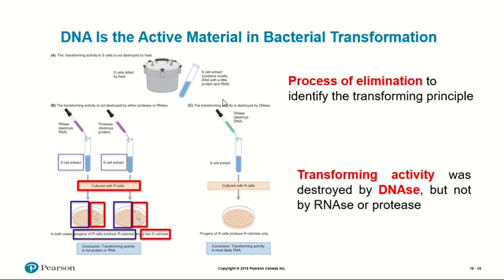On the other hand, when they added DNase to the dead bacteria and cultured it with the R cells, what they found, as you see in this schematic, is that while here you find the two types of bacteria, here you only find one. You find the R cells, you don't find the S cells. So it means that the transforming activity was destroyed by the DNase, but not by the RNase or the protease. In this way, it showed that it was the DNA, the molecule, producing the transformation principle.